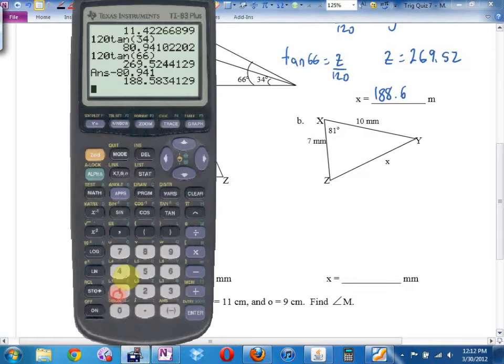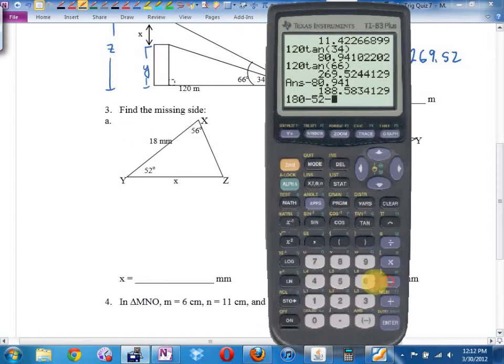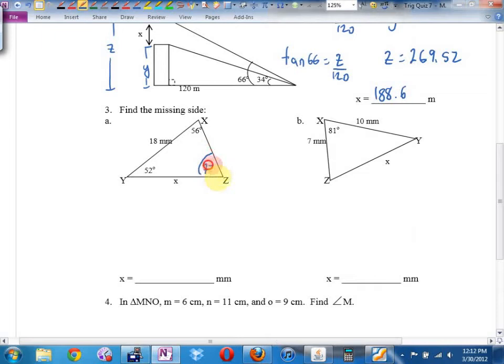First, I'm going to go 180 minus 52 minus 56. This angle here is 72 degrees. So it's going to be sine of 72 over 18 equals, what are they asking me to find? X. Sine of 56 over X.